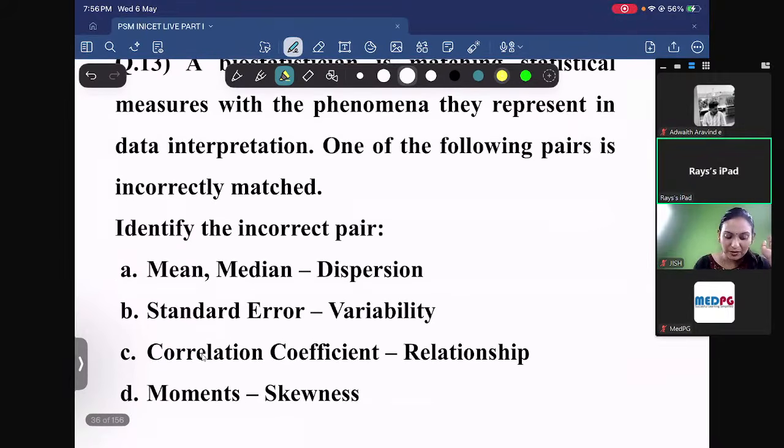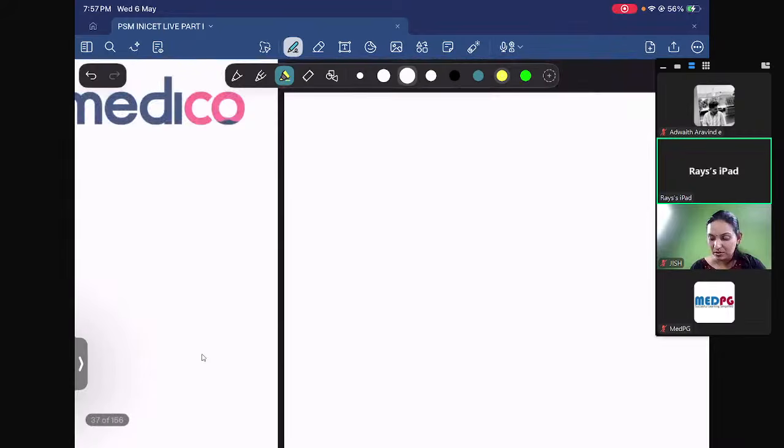Mean, median: measures of dispersion. Standard error shows variability. Correlation coefficient shows relationship. Moments show skewness. See, the answer is A. Mean and median are measures of what? Mean, median, mode are measures of central tendency. It is not dispersion. So that is the answer here. We'll just quickly see which all are the categories and what are the common measures.